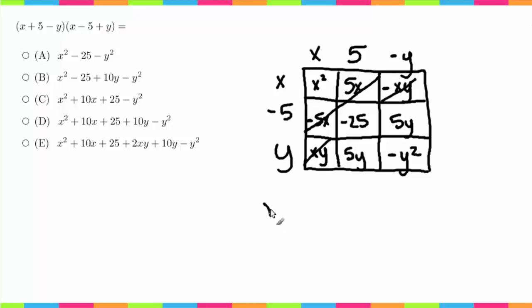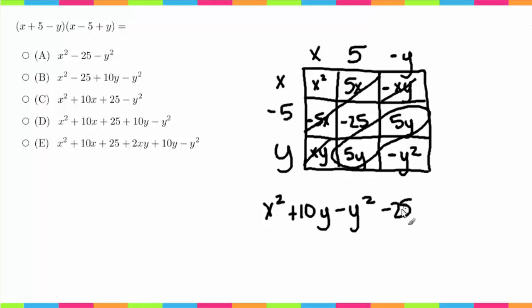So I have an x squared term here. I have these common terms here. So that's going to give me a plus 10y. Then I have a minus y squared term and a minus 25. So to be honest, I'm not exactly sure which order they wrote this in, but let's take a look at our answer choices and see if we can find what we're looking for.